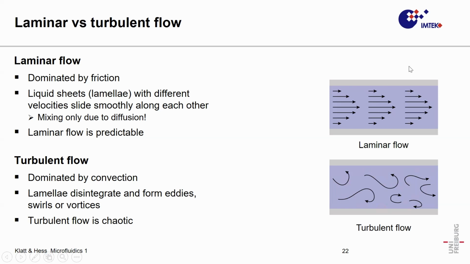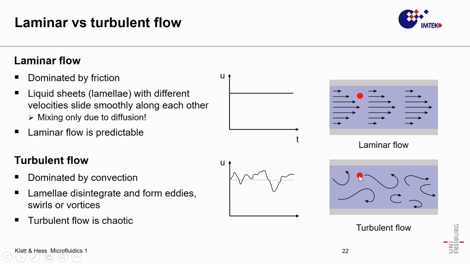And what does it mean? To illustrate this, please imagine that you measure the velocity at one specific point in the laminar flow and the turbulent flow. So you have one point where you measure the velocity, and this point does not change. And if you now record the velocity over some time, you can see that in the laminar flow, it remains constant. So the velocity on this point is always the same velocity. In turbulent flow, you also have some kind of mean velocity, but this mean velocity is superimposed by chaotic fluctuations.